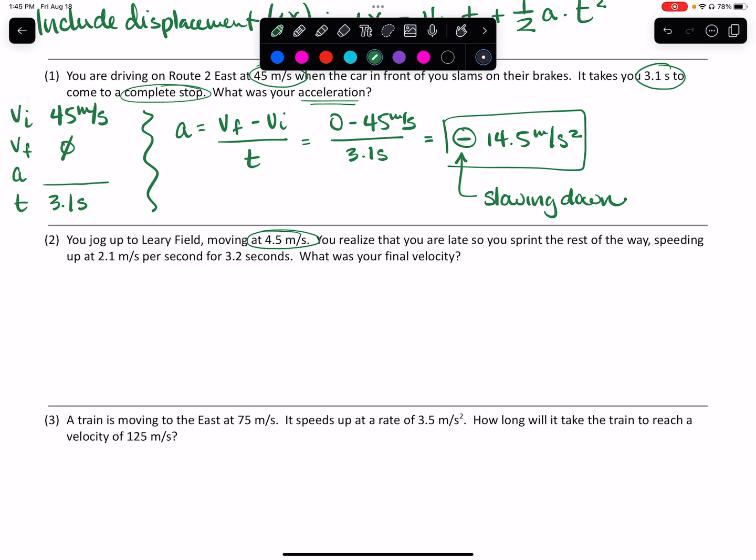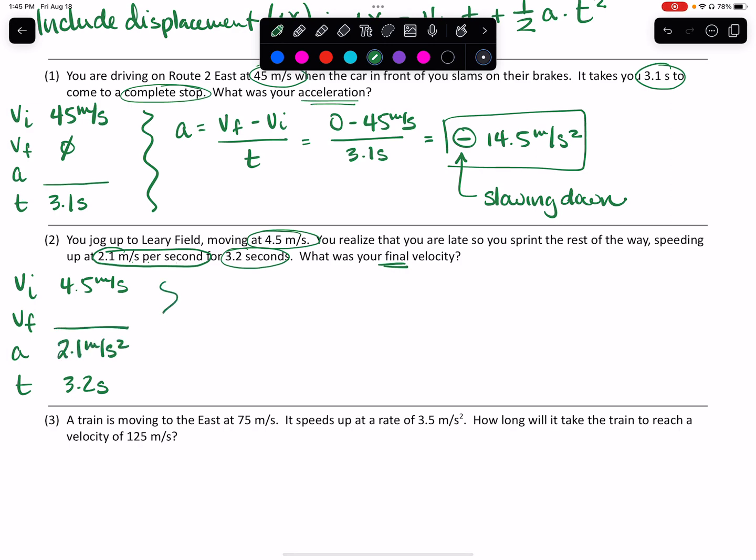You realize you are late, so you sprint the rest of the way, speeding up at 2.1 meters per second squared for 3.2 seconds. What was your final velocity? All right, so we have v initial, v final, acceleration, and time. We are initially moving at 4.5 meters per second. The time is 3.2 seconds. And then we have this 2.1 meters per second squared, and that is our acceleration. Our unknown is going to be v final.